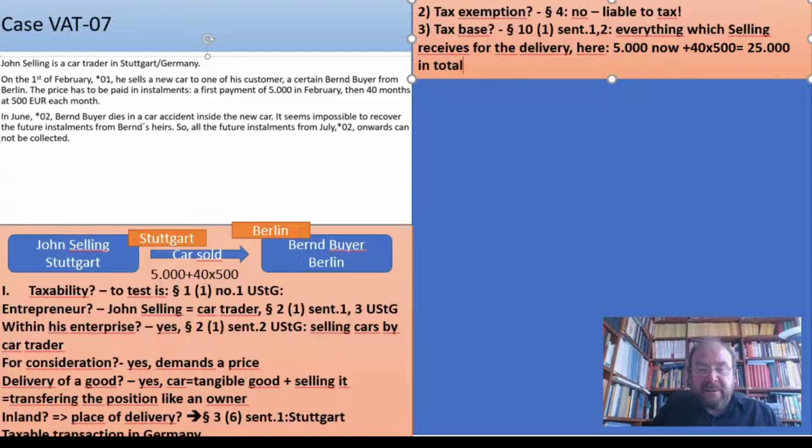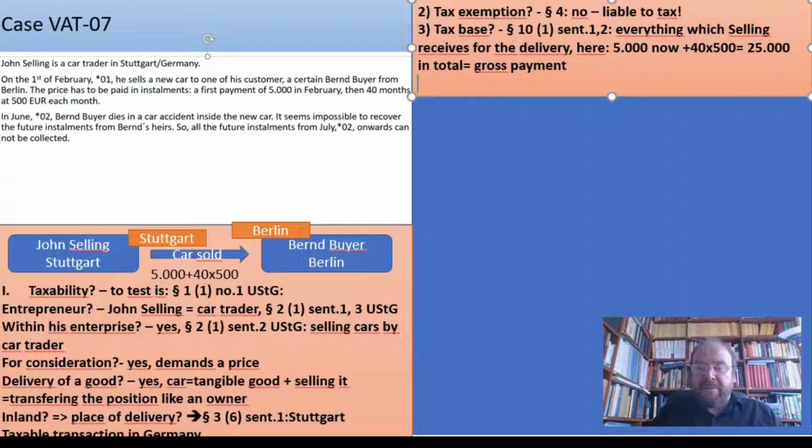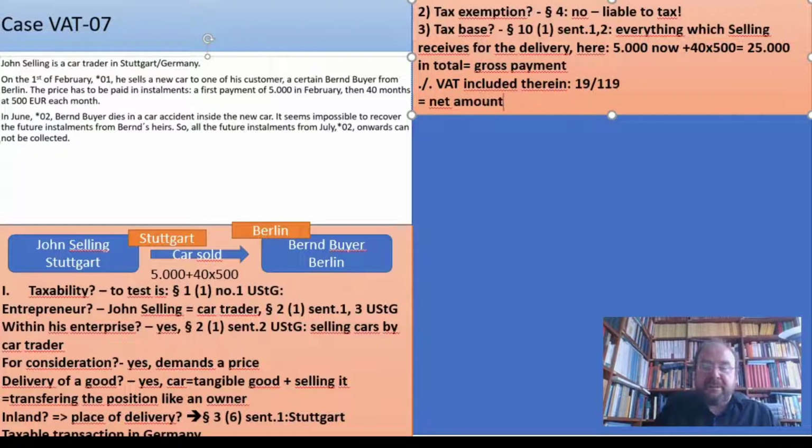This is the gross payment, because the formula has no focus on a point of time. So everything, whenever it has to be paid, is included in the tax base, minus the VAT included therein, 19 out of 119. So the net amount is 100 over 119 times 25,000. So that should be, let me have a look. Calculator is a perfect invention.